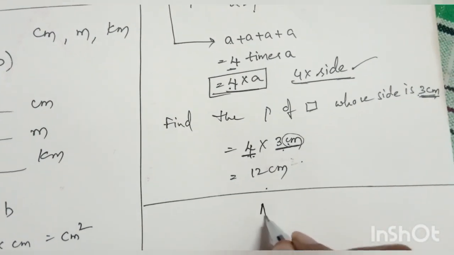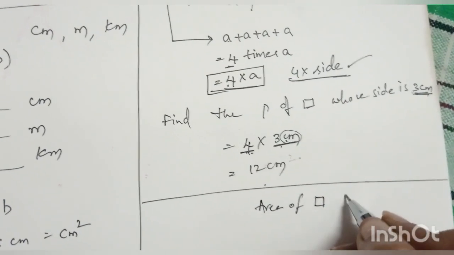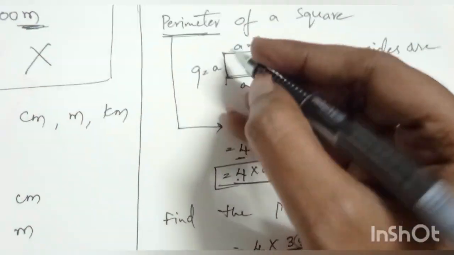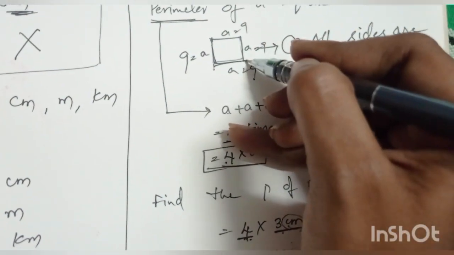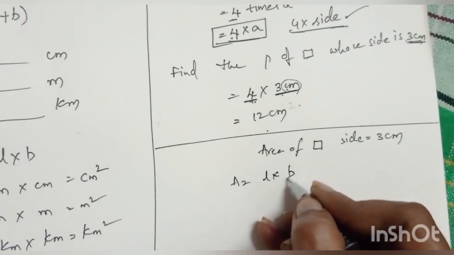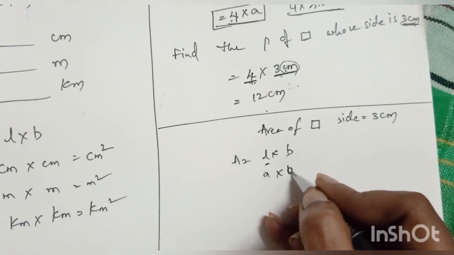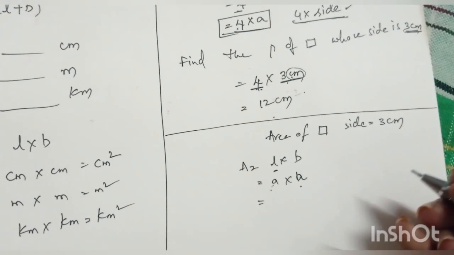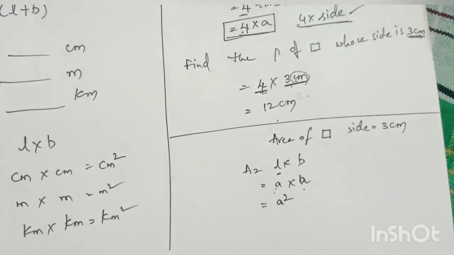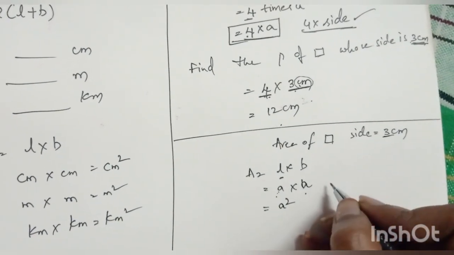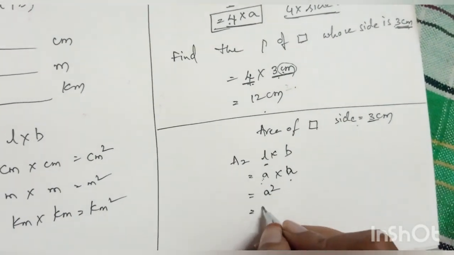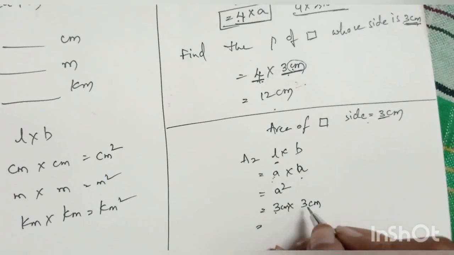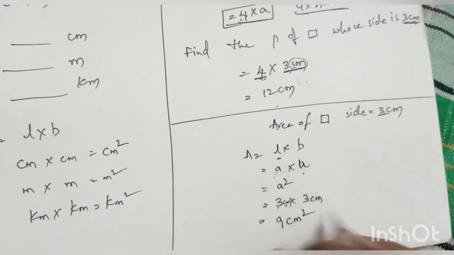Fine. If we are going to find the area of a square where the side is 3 centimeters, what is the area formula? Area means we'll multiply length with breadth, right? Here, length is also A and breadth is also A. A into A. What I told you, if we are multiplying the same number with the same, we'll write it as A square, right? So here 3 into 3 will give the area of this square. 3 centimeter into 3 centimeter. 3 3s are 9. Centimeter into centimeter is centimeter square.